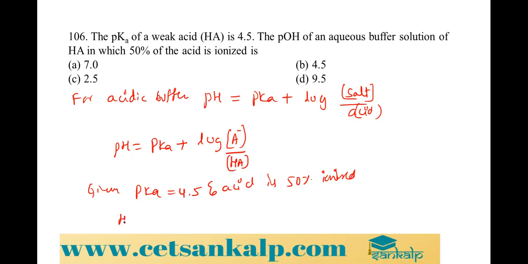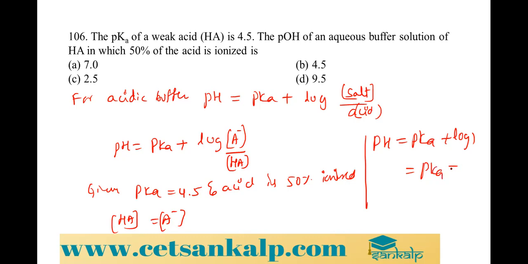Therefore HA is equal to A minus, when it is 50% ionized. Then we can apply the formula: pH is equal to pKa plus log 1. So pH is equal to pKa, that is equal to 4.5. Now pOH is equal to 14 minus 4.5, which is equal to 9.5. Correct? So option D. The answer will be 9.5.